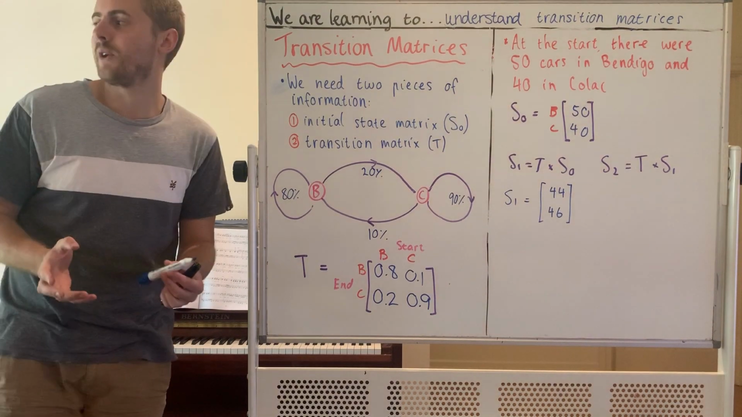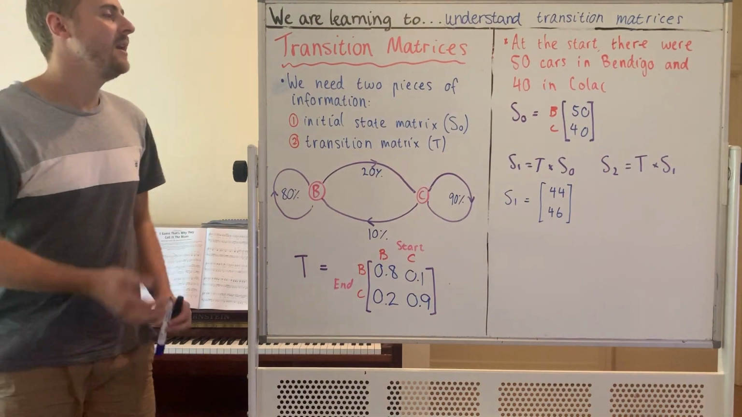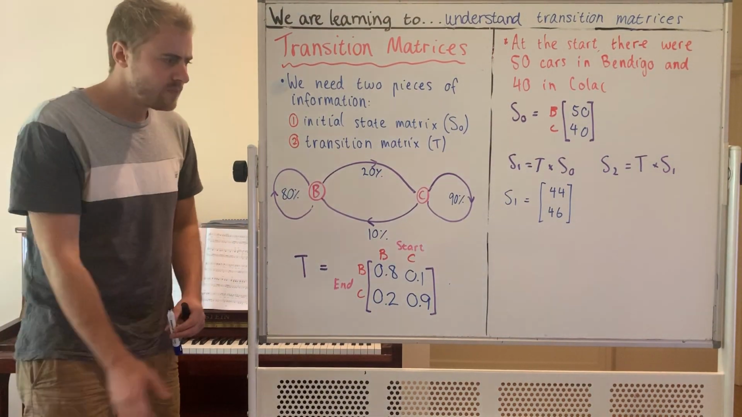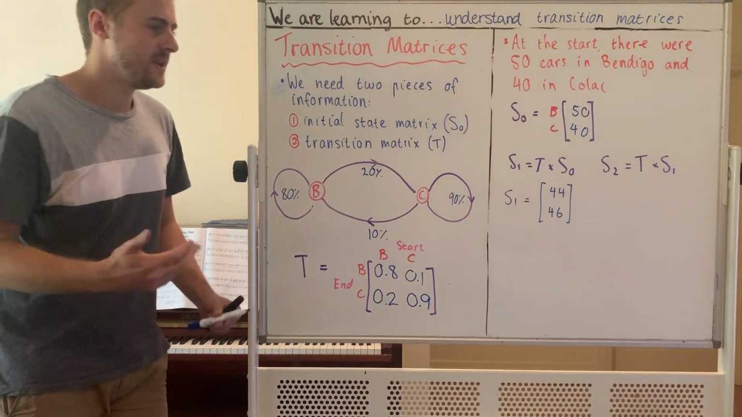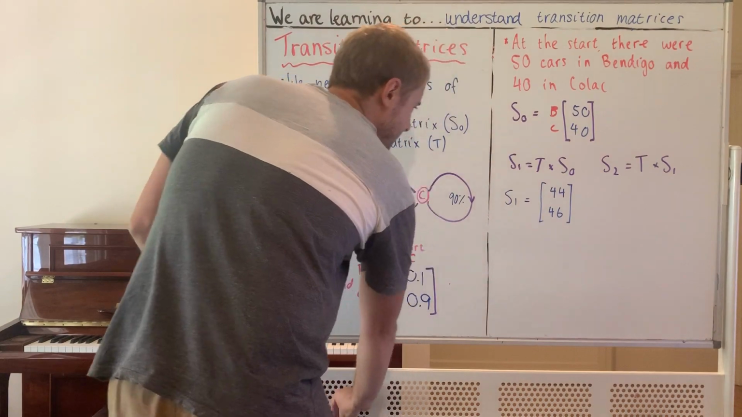Now, sometimes you'll get a question, for example, that says, alright, how about after 1 year? It would take us a long time to do that 52 times. So we need a bit of a shortcut. And that's where this rule comes in.